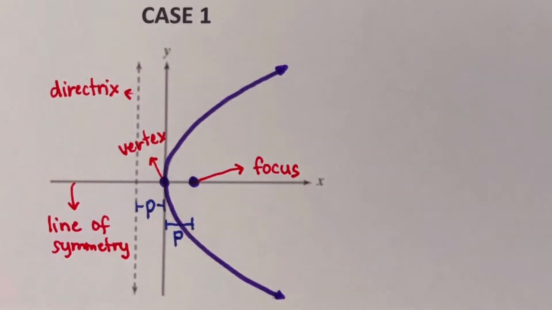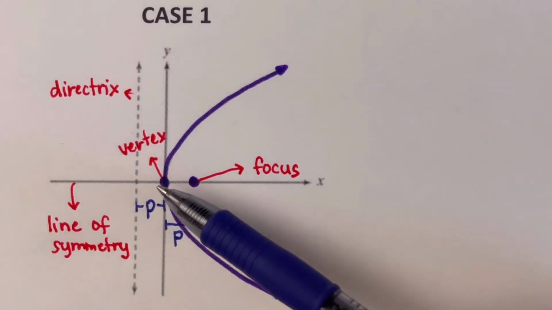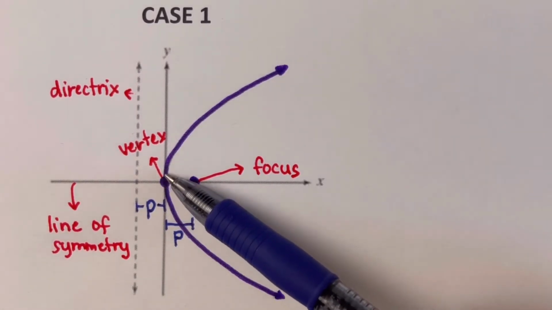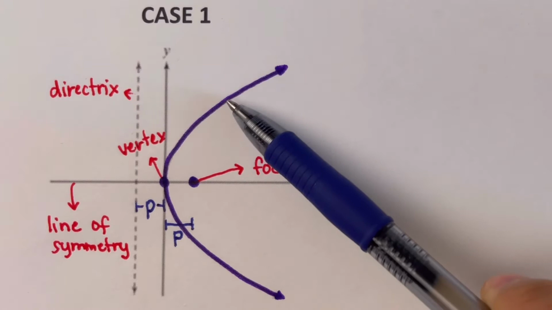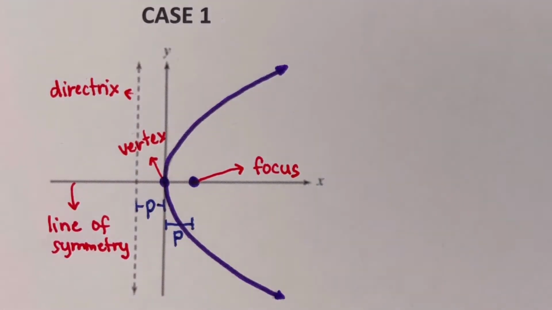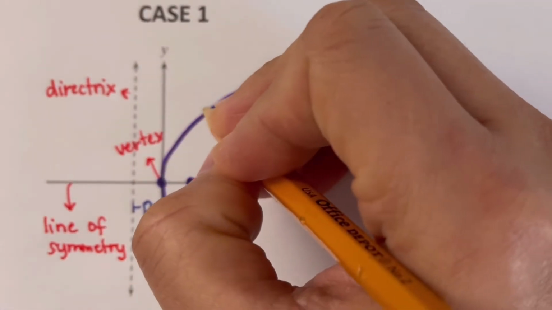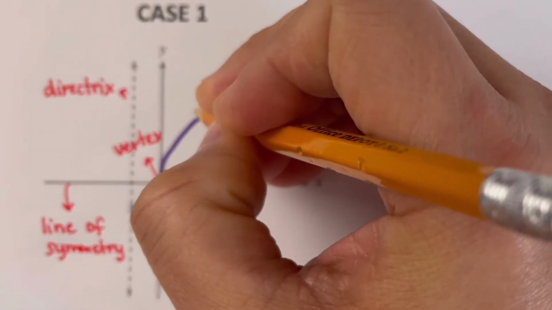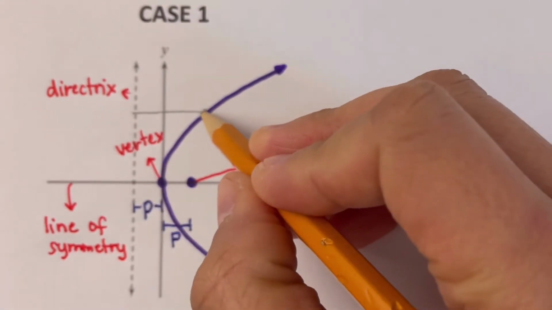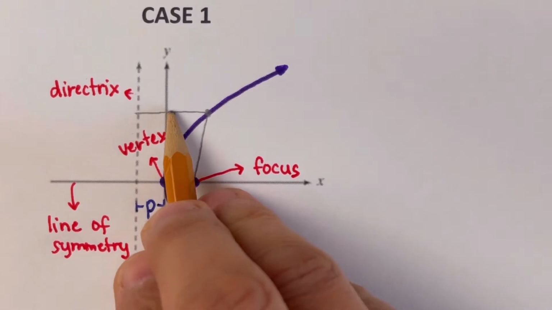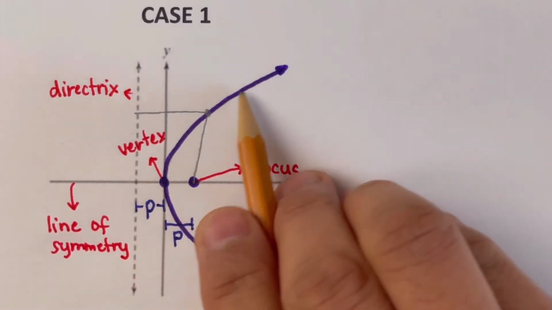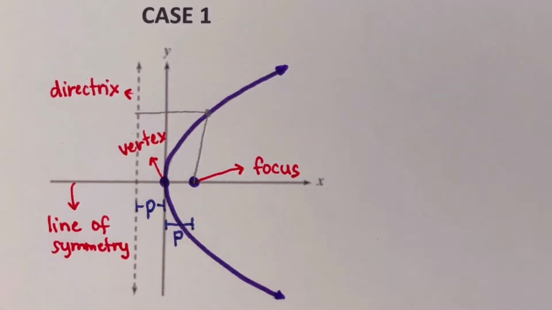This tells us that for every point on the parabola, the distance from the directrix and the distance from the focus would always be the same. Meaning if we take this point right here, the distance from the directrix and the distance from the focus, these two will be the same. And that is true for all the points on the parabola.